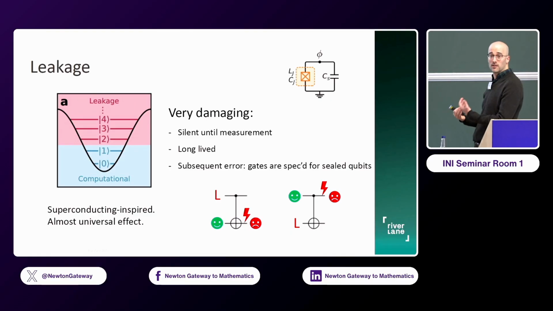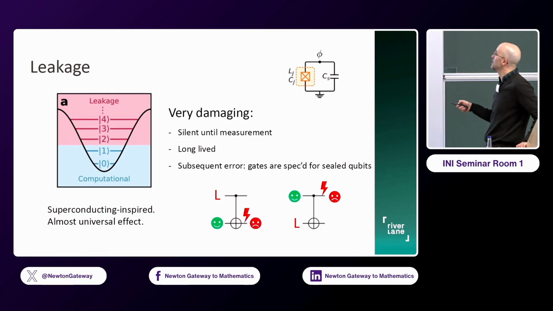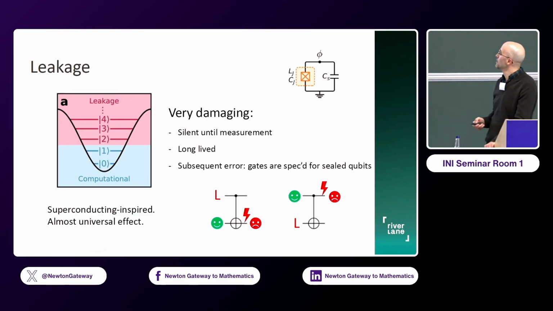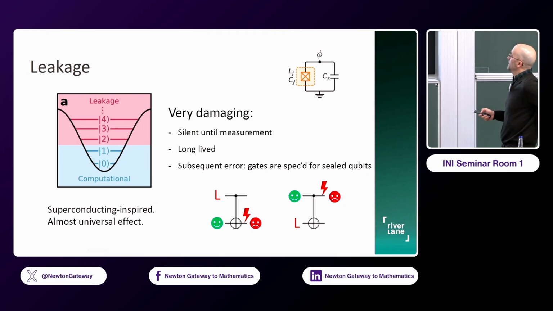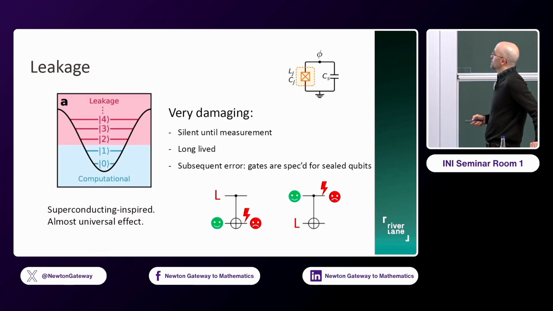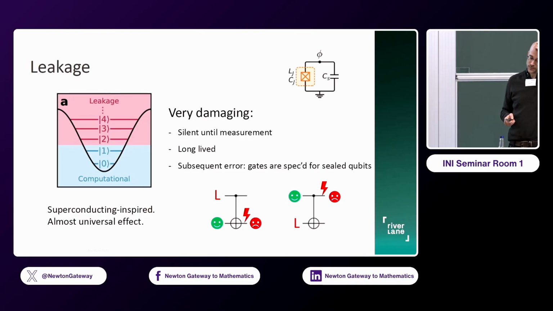But as we manipulate our qubit, the system may accidentally leak outside this computational subspace and find itself up here in the red region. And when that happens, this is a very bad error for your system for a number of reasons. First of all, this error is silent until you measure your qubit. And it can be very long-lived, this error. The qubit may leak, and it may stay leaked for a very long time.